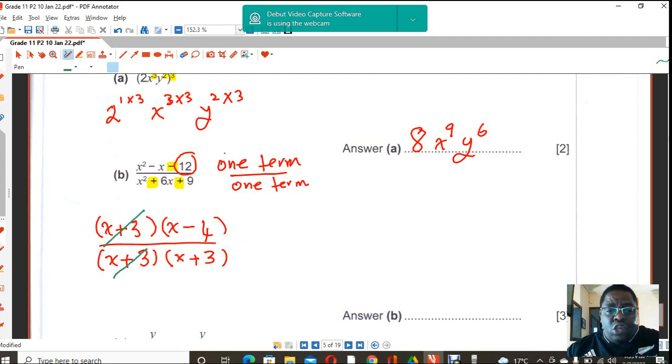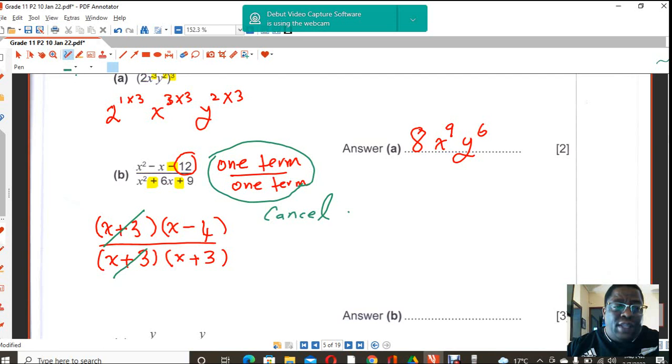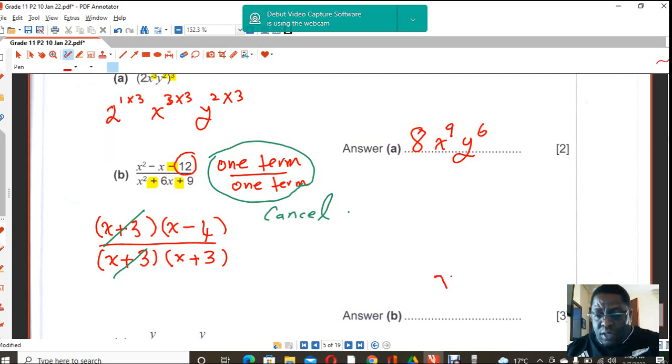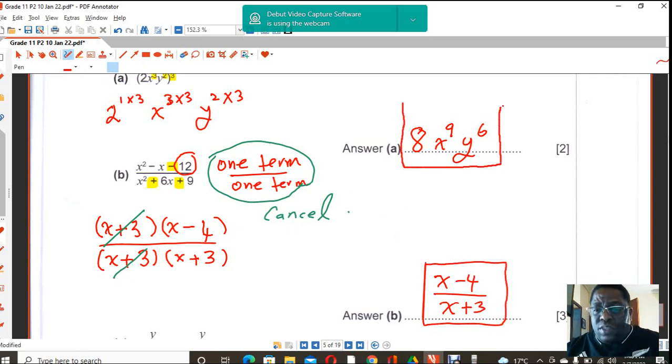Now you can cancel because you have now this condition. You have one term over one term. So you may now cancel. It's not easy. But in any case, the final answer for this particular question is just going to be x minus 4 over x plus 3. Okay, so this is the answer, and that is worth 2 marks, or 3 marks doing that.